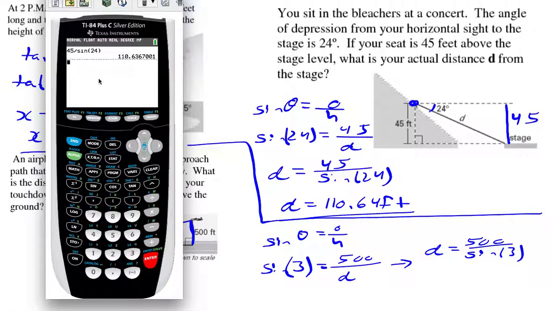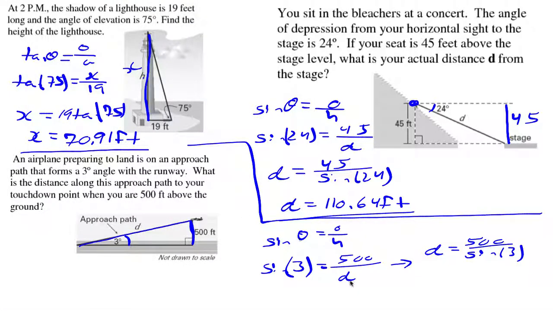So if we actually plug that in, we get 500 divided by the sine of 3. Okay, so that's 9,553.66. So the distance is equal to 9,553.66 feet. So we've got 9,500 more feet to go till touchdown. Okay, so these problems aren't that bad, especially if we're looking at a picture. Just make sure to draw the right triangle and your trig function, either sine, cosine, or tangent.